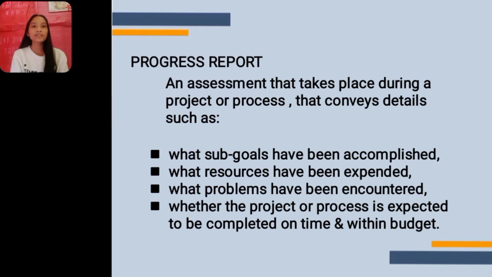So let's proceed to the first type of technical report, which is the progress report. An assessment that takes place during a project or process that conveys details such as what sub-goals have been accomplished, or something which must be achieved on the way to achieving a main objective. Then what resources have been expended, what problems have been encountered, and whether the project or process is expected to be completed on time and within the budget.